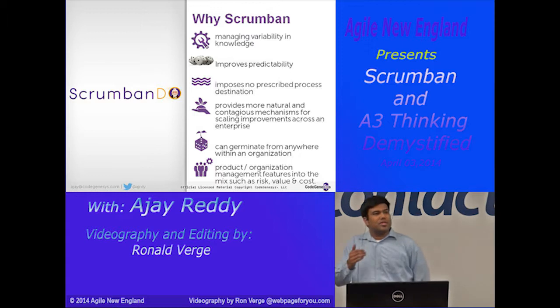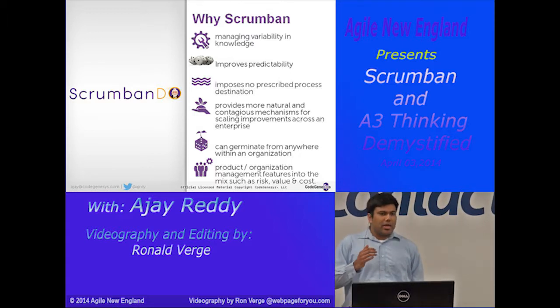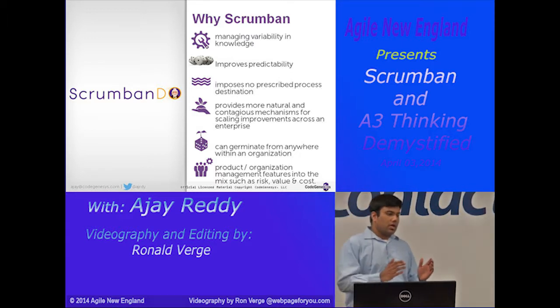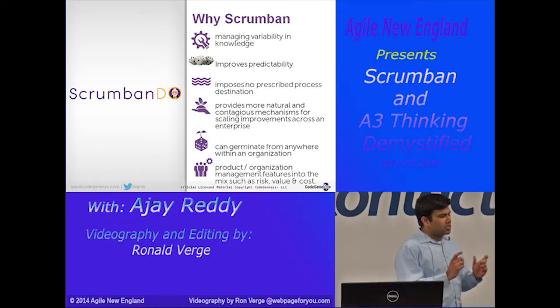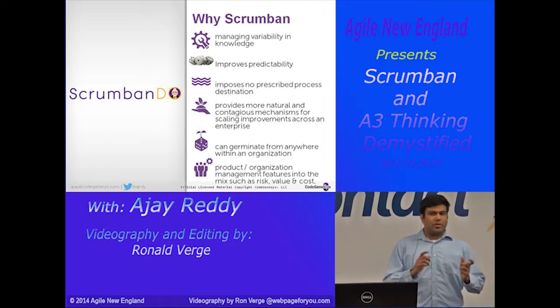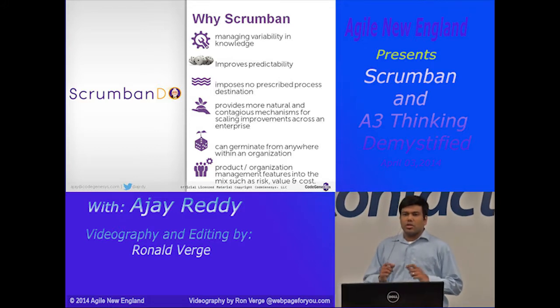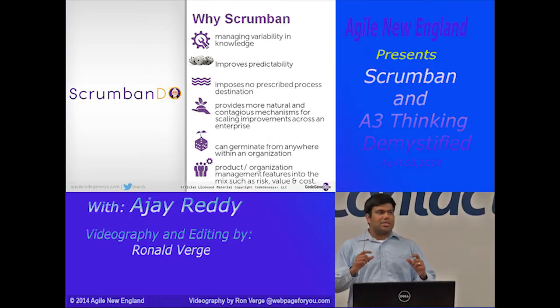Because of that variability, you need to address that from a process standpoint. And any cookie-cutter process framework, even though some may disagree that Scrum is not that, and I would agree with them to a certain extent, from a process standpoint, you need to address that variability.